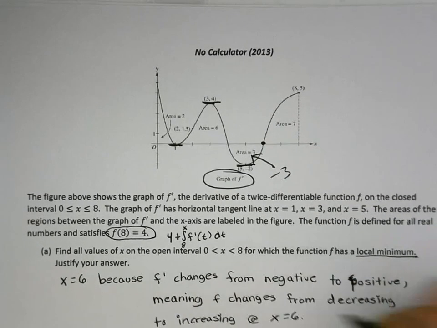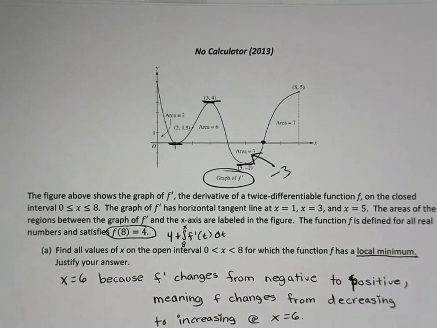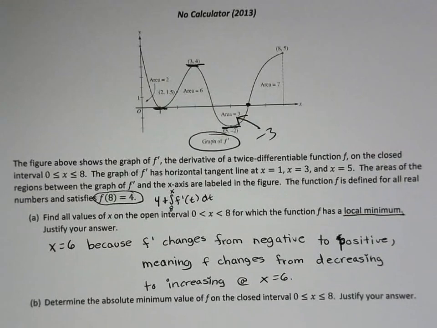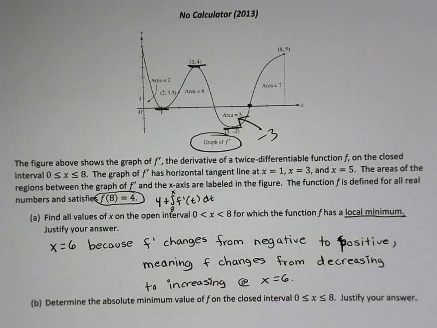Get 15 minutes per FRQ, generally speaking. So this one, 4 parts, means about 4 minutes to answer part A, approximately. Okay, B, determine the absolute minimum value of f on the closed interval 0 to 8. So this one's going to tie most closely to the 2016 one, part C.